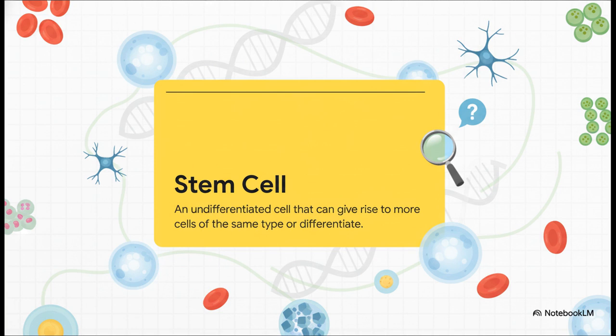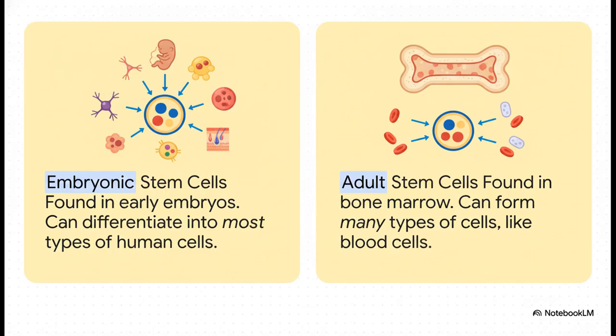other cell types. Okay, so there are different types, and this is a really important distinction to make. You've got embryonic stem cells, which, as the name suggests, come from very early embryos. These guys are the most powerful. They can basically turn into any type of cell in the human body. Then you've got adult stem cells. We find these in certain places like our bone marrow. They're still incredibly useful, but they're a bit more limited. They can only turn into a certain range of cells, like different types of blood cells, for instance.